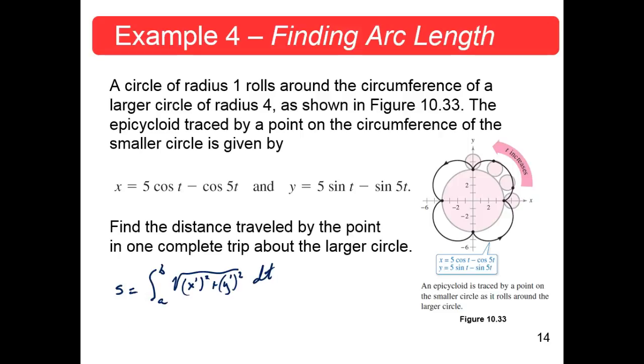The y, when t is equal to pi halves, what is sine of pi halves? 1. 5 times 1 is 5, minus sine of 5 times pi halves. 5 times pi halves is 5 pi halves. Now the sine at that, this may be a problem.